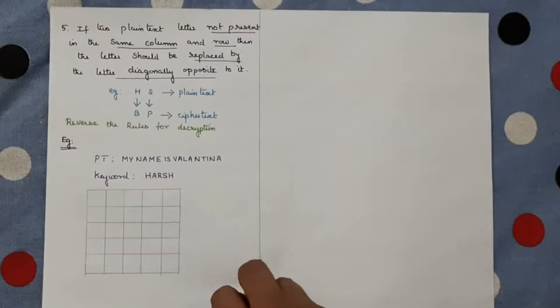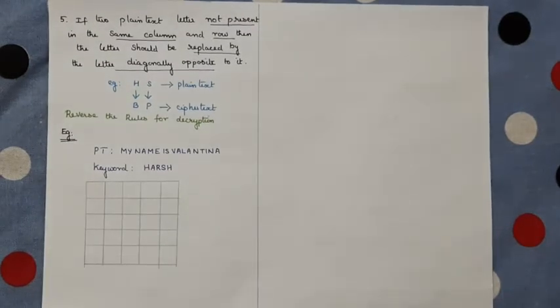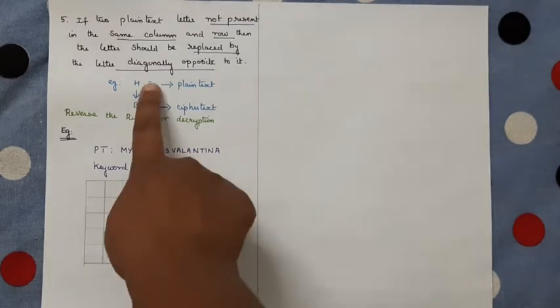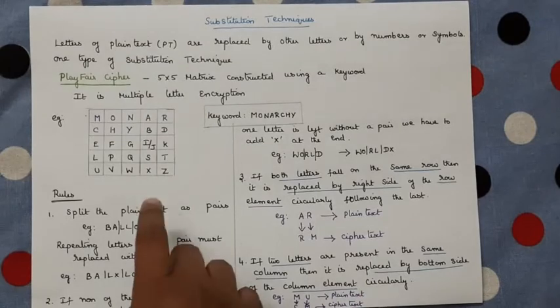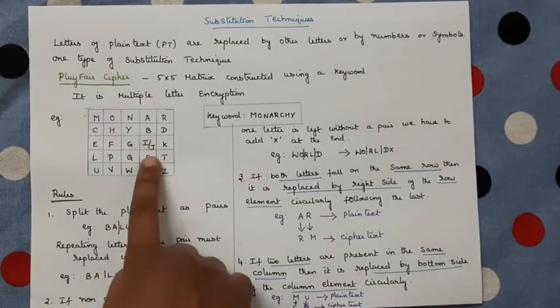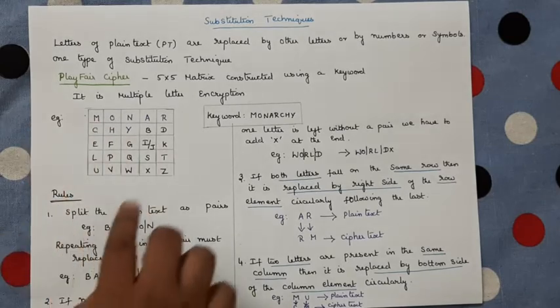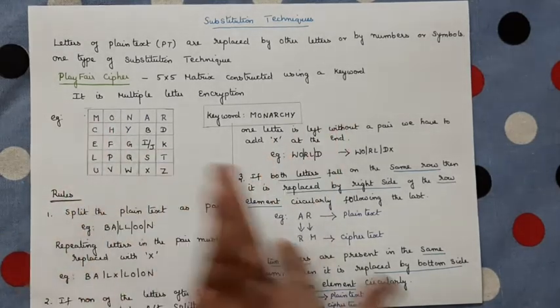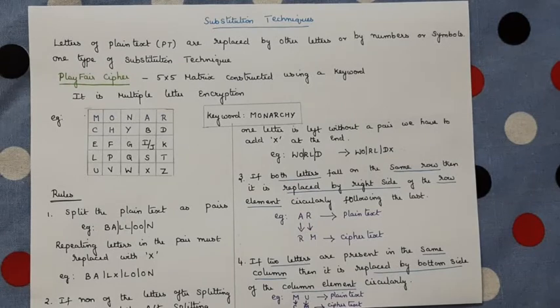And then you have the fifth rule. Fifth rule is, if two plain text letters are not present in the same column or in the same row, then the letter should be replaced by the letter diagonally opposite to it. So for example, I am taking H and S. Go and see in this particular 5x5 matrix, H is here and S is here. This is in one column and that in another, this is in one row and that in another row. It is not in the same row or the same column. So you have to check the diagonal elements and replace it.